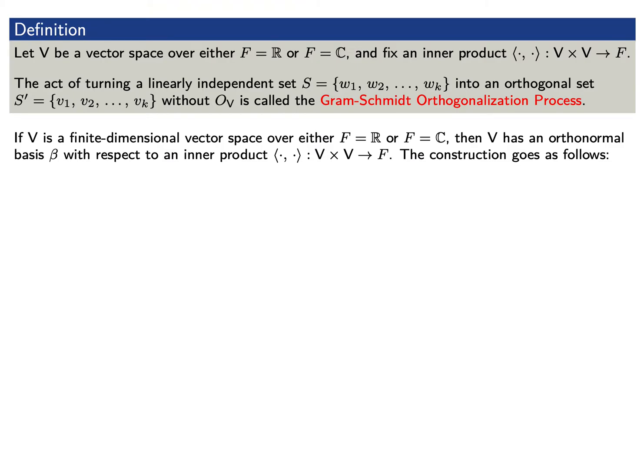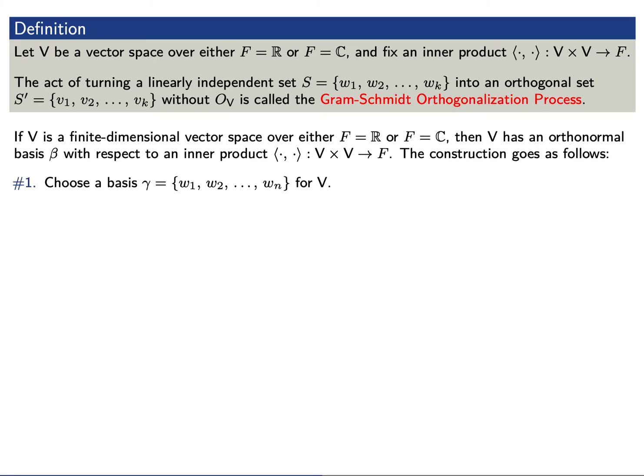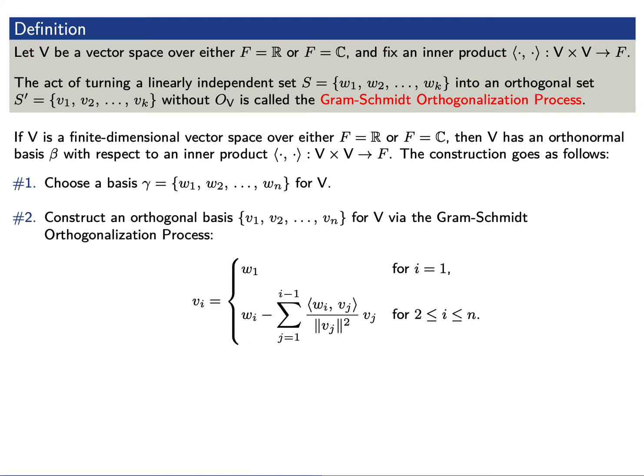If V is a finite dimensional vector space, then we can construct an orthonormal basis, not just an orthogonal basis, with respect to our inner product as follows. First, choose any basis gamma in terms of W sub I. Second, we'll construct an orthogonal basis V sub I in terms of the Gram-Schmidt orthogonalization process. That is, V sub 1 will always be defined as W sub 1, and recursively, V sub I will be W sub I minus a certain linear combination in terms of the V sub j's, where j here runs from 1 to I minus 1.